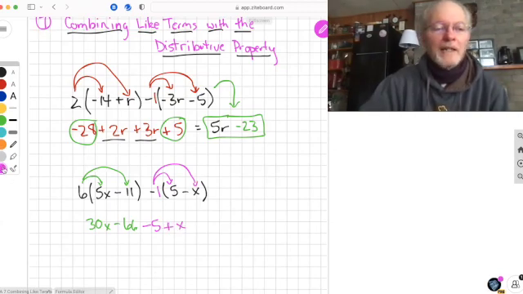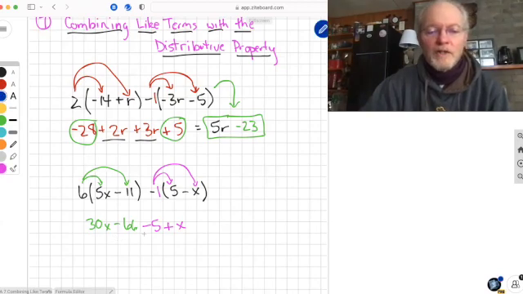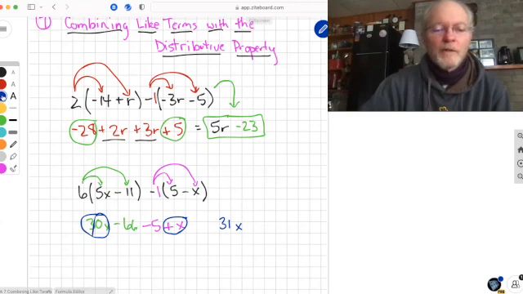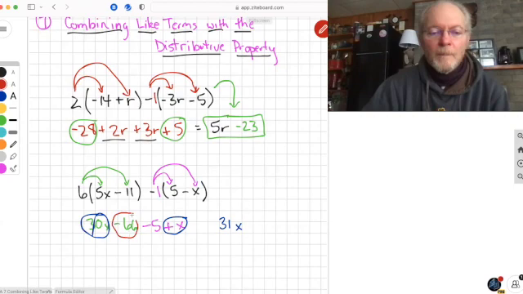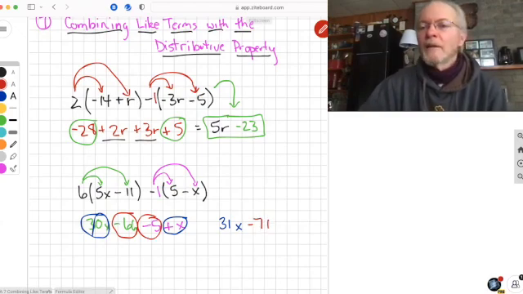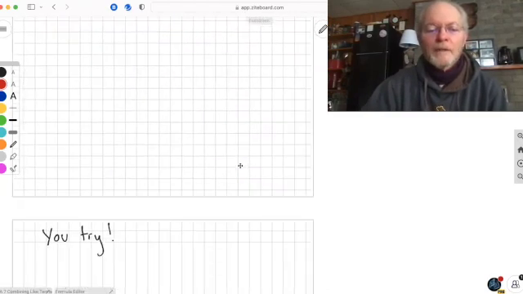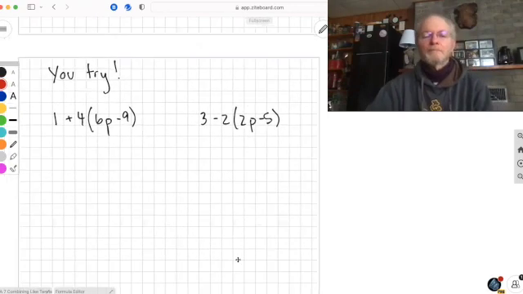Now we can combine the like terms. The like terms in this 4-term expression are positive 30x plus x. That's going to be a positive 31x. And the constant terms, we can combine -66 minus 5. That's going to be minus 71. Okay, your turn to try. Pause the video and try these.